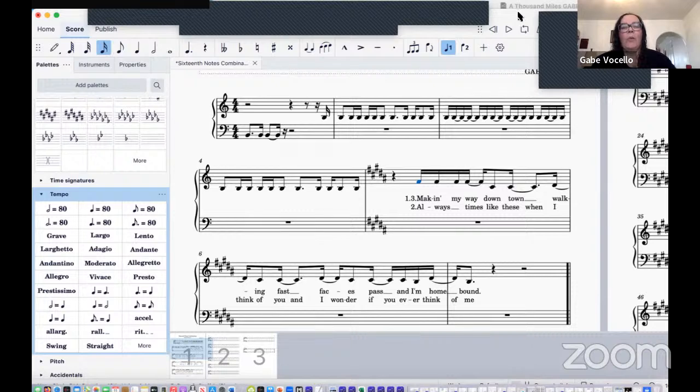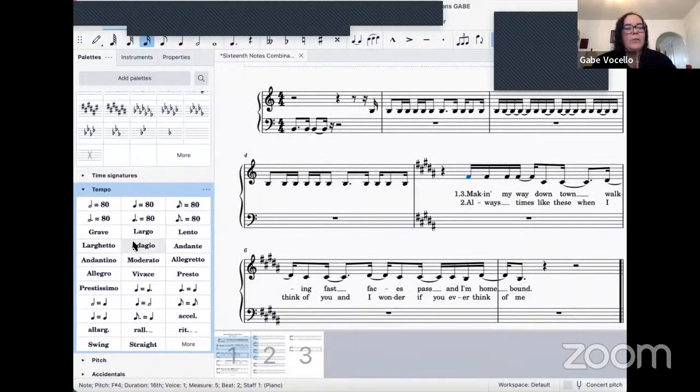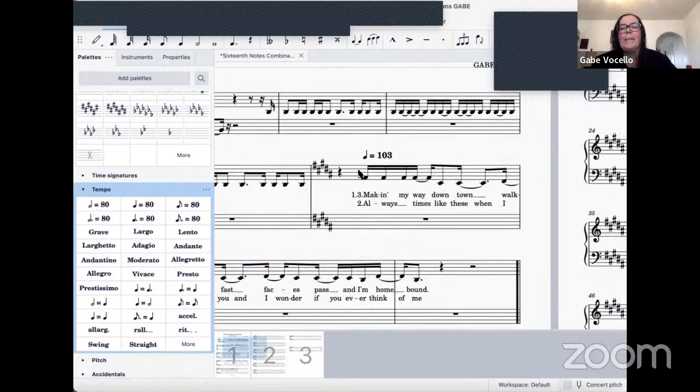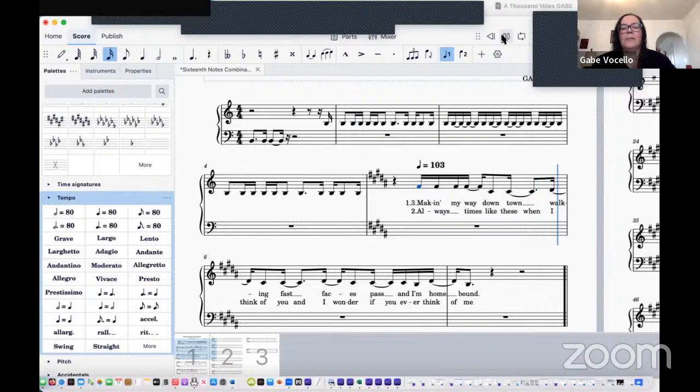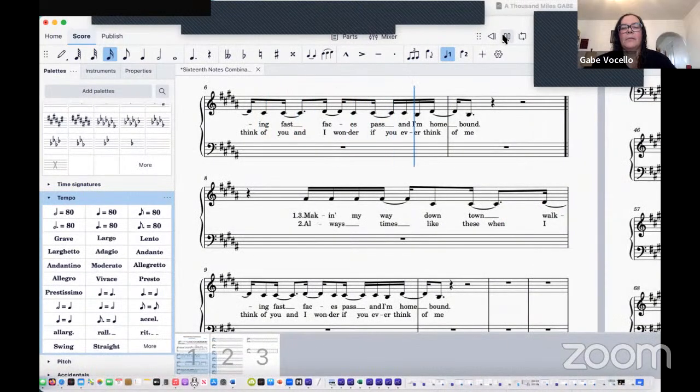Tempo is equal to 103. At least listening to the music, it is equal to 103. The chord note, 103. Let's listen from the part. Okay.